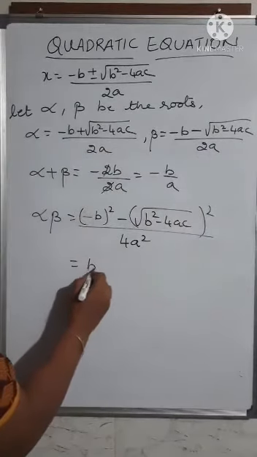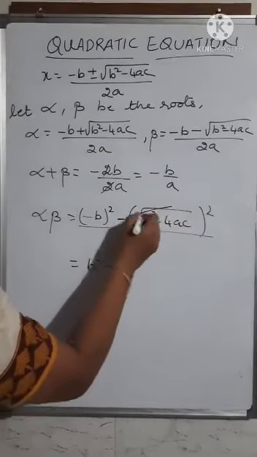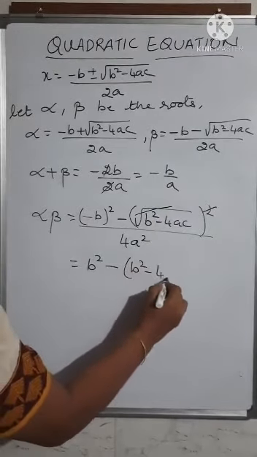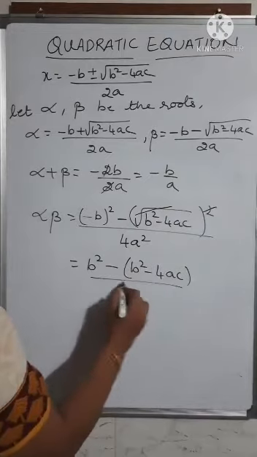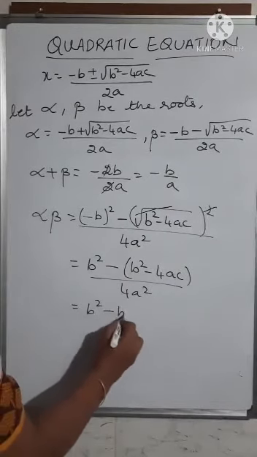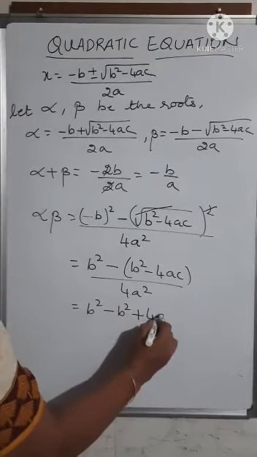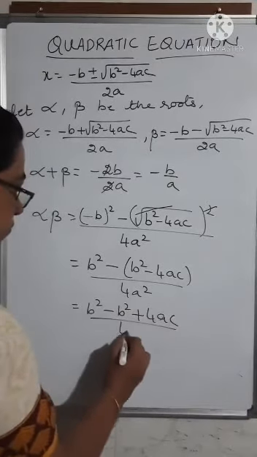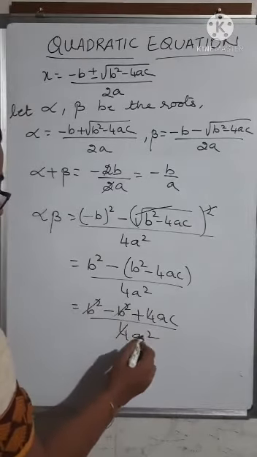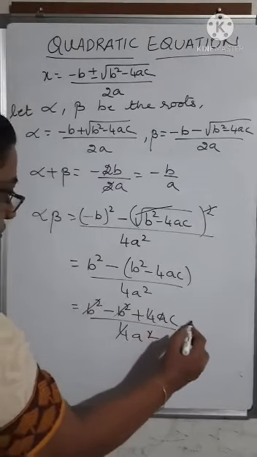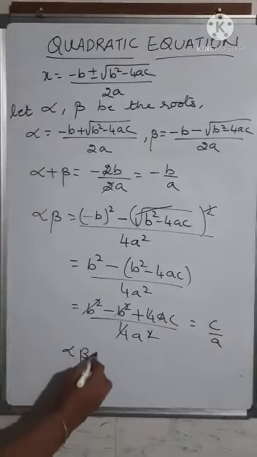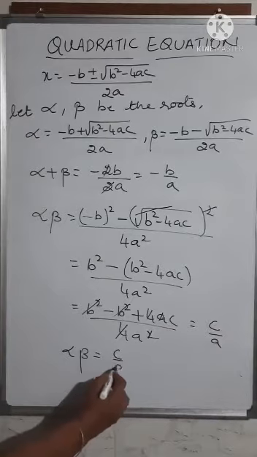Simplifying this, you get b square minus, this root and square get cancelled, so you will be left with b square minus 4ac upon 4a square. Opening the bracket, you get b square minus b square plus 4ac upon 4a square. So this gets cancelled, 4 and 4 and 1 a get cancelled, so you will be left with c upon a. So the product of the roots of the quadratic equation is given by c upon a.